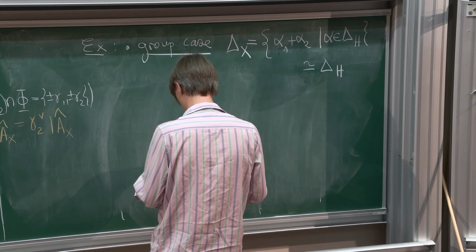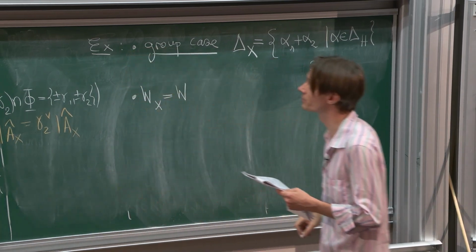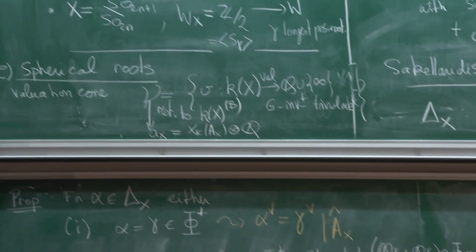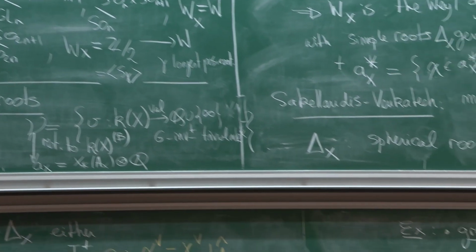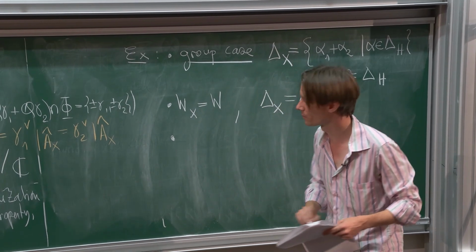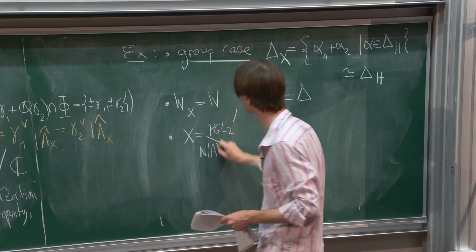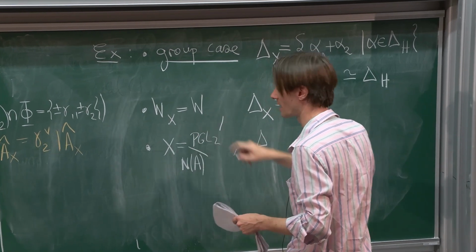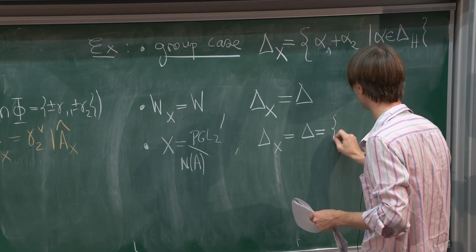Another example is, of course, if the Weyl group of X is the Weyl group of G, which was the case, for example, for the Rankin-Selberg variety, then the spherical roots are simply all the simple roots of G, so that it is the same root system as for G. And the last example is you take X equals PGL2 mod the normalizer of a maximal torus. Then the Weyl group is the same, so delta X equals delta, and this is just one root, alpha.